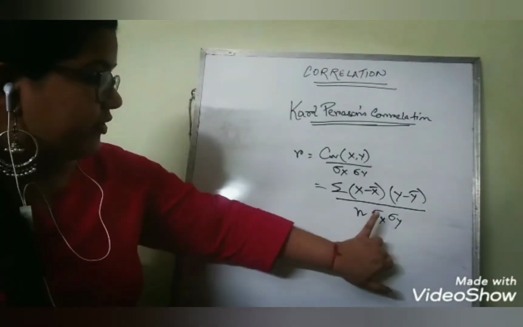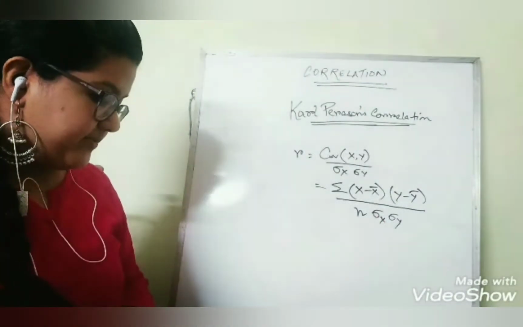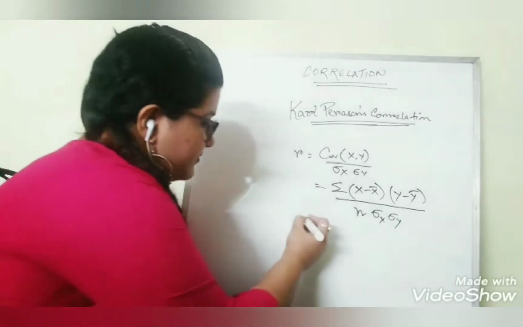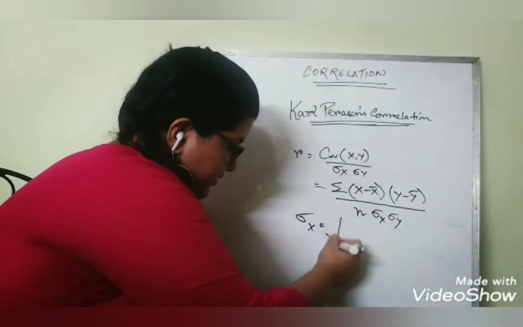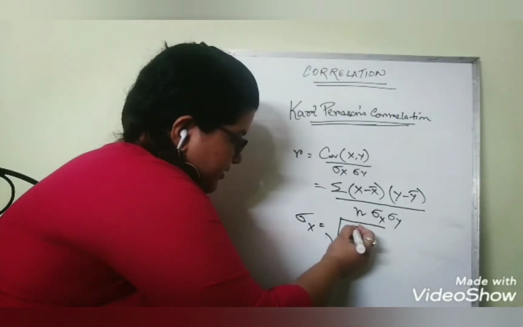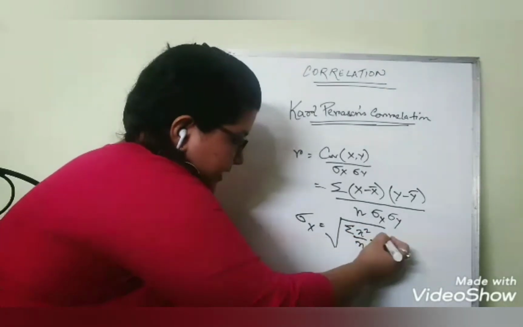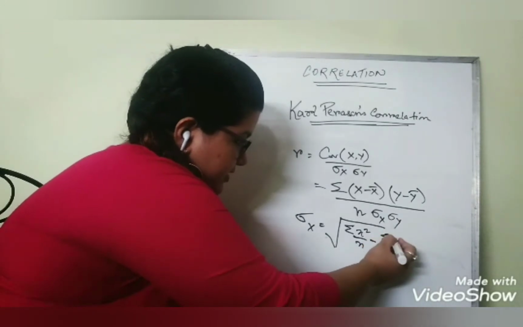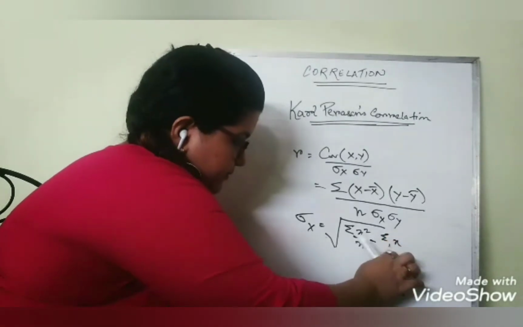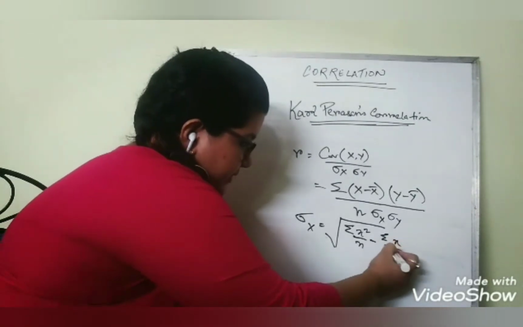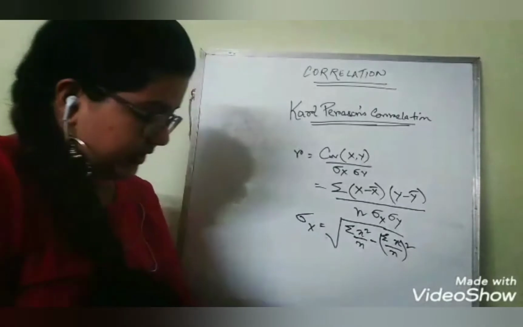So what is the formula for sigma x and sigma y now? So the formula of sigma x is root over summation x square by n minus summation x by n whole square. So this is your formula for sigma x.